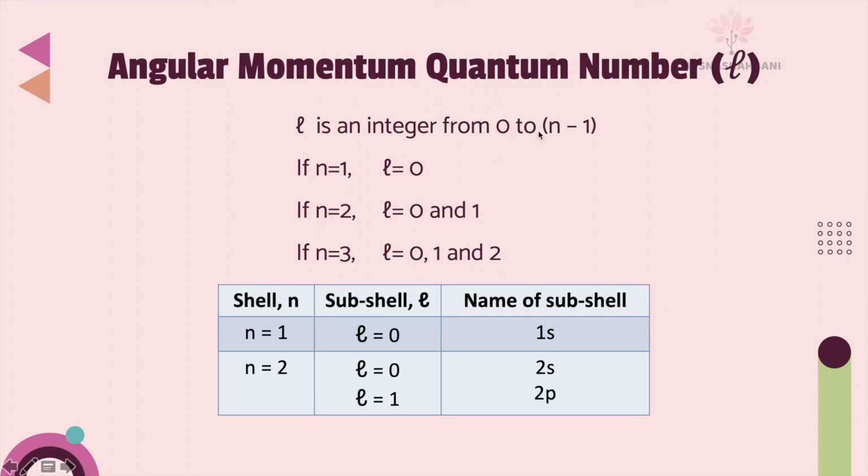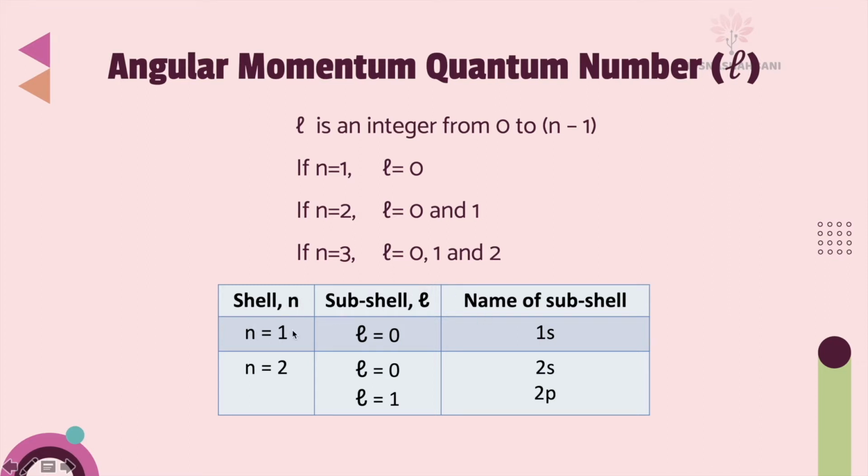From 0 to n minus 1, our n is 3, so 3 minus 1 is 2. So from 0 to 2: 0, 1, 2. If n equals 3, we have 3 values of L: 0, 1, 2. This is our shell, n. The subshell is the value of L. To name the subshell, you must combine the n and the L.